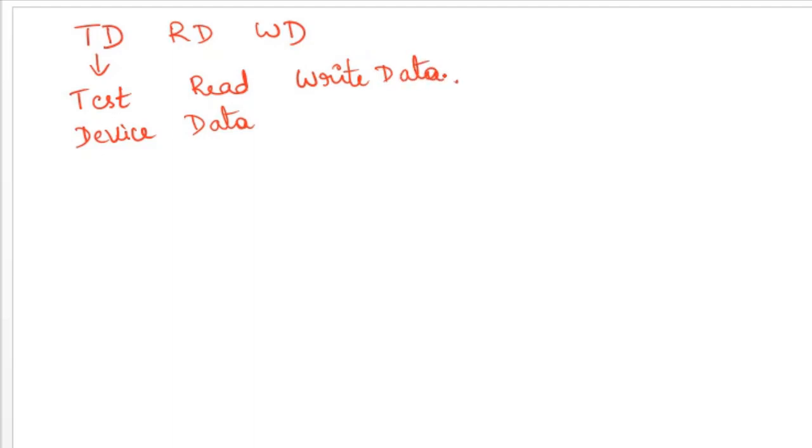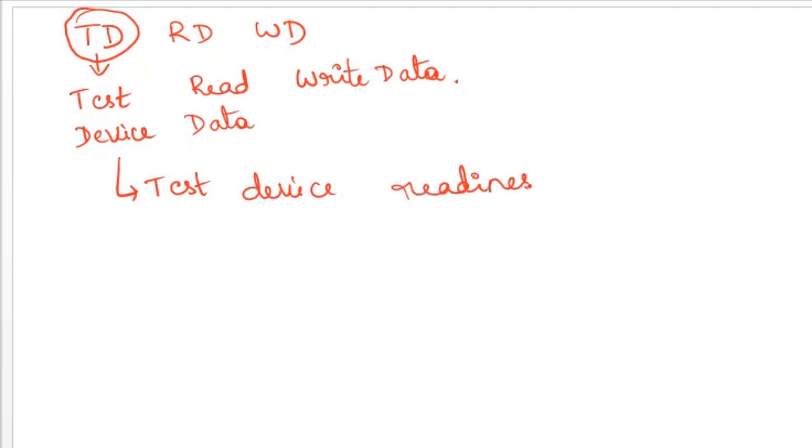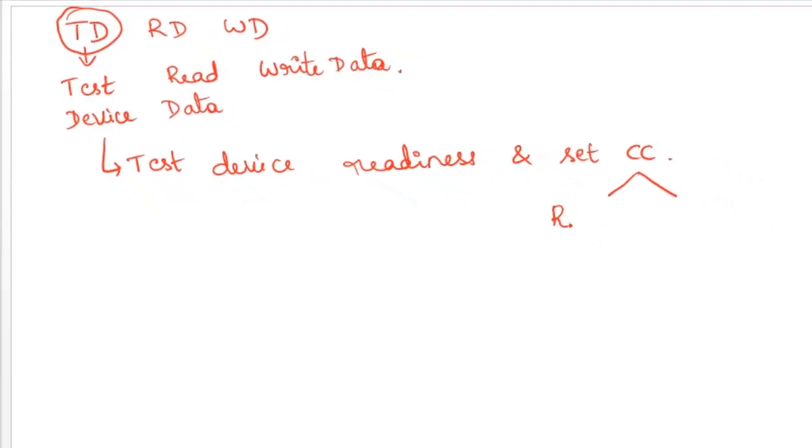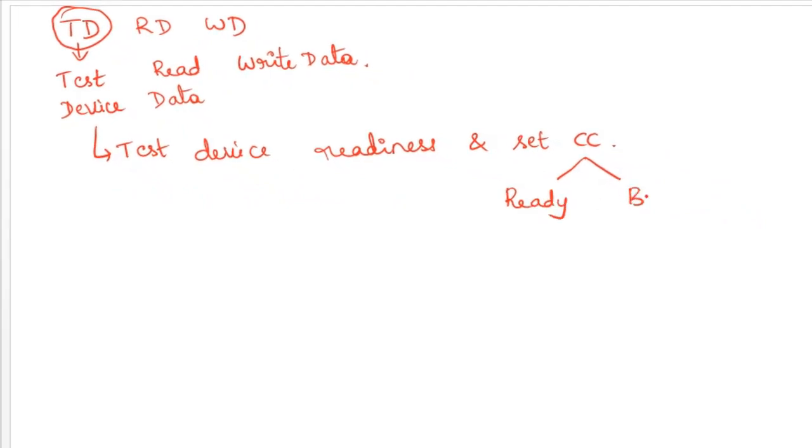Okay, now what is the job of this TD instruction? It will test the device readiness. Based on the readiness, it will set the condition code. The device can be either ready or it can be busy with some other job. When the device is ready, the condition code will be set as less than. When the device is busy, the condition code will be set as equals.